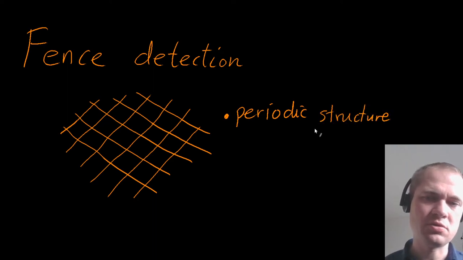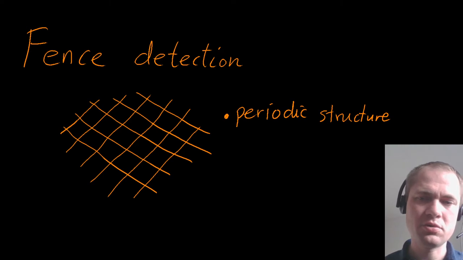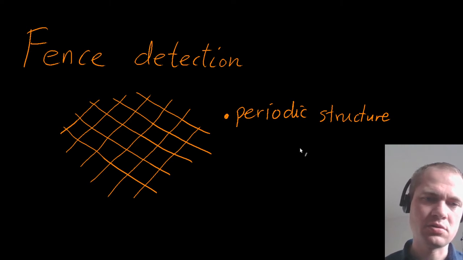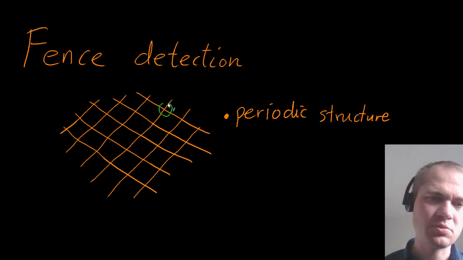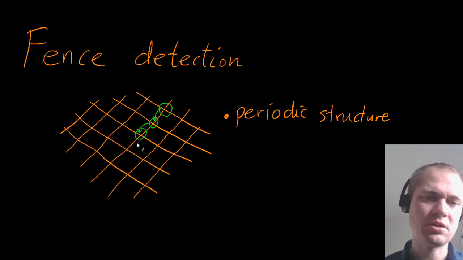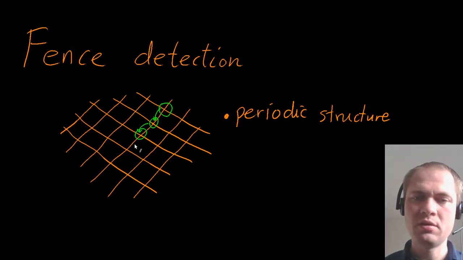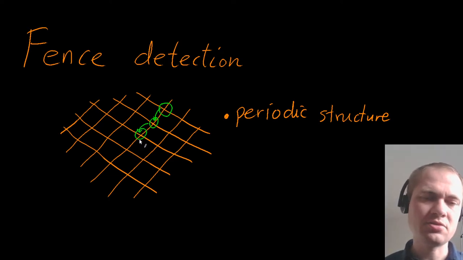Which means that if you look at one point on the fence, for instance the point up here, then we can move in a certain direction, maybe down here, and then we can see the exact same pattern again. And one step more, we can see the pattern again, and so on. And this can actually help us quite much when we want to locate the structure in the image.